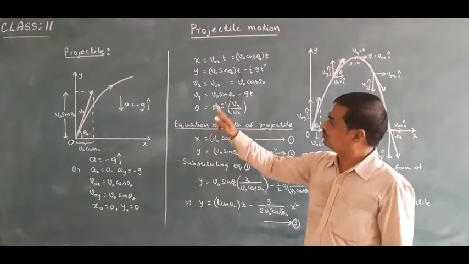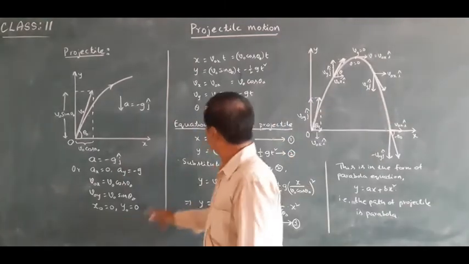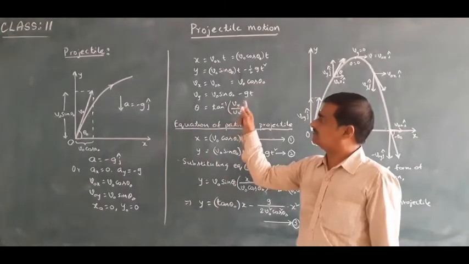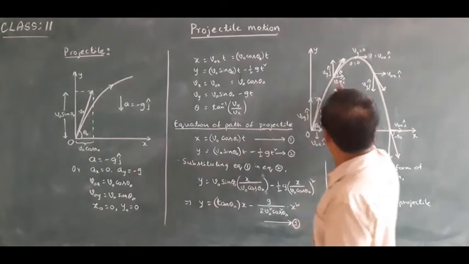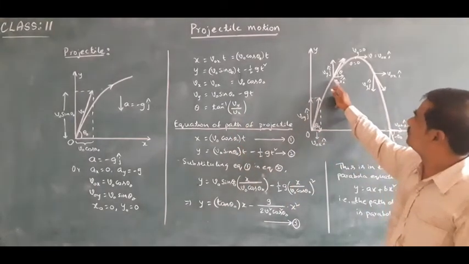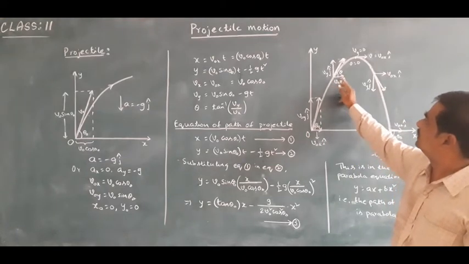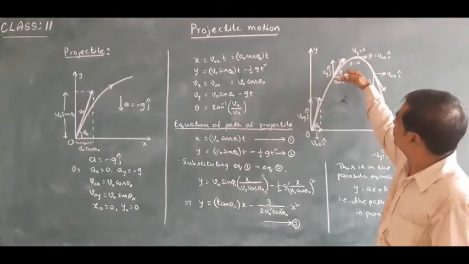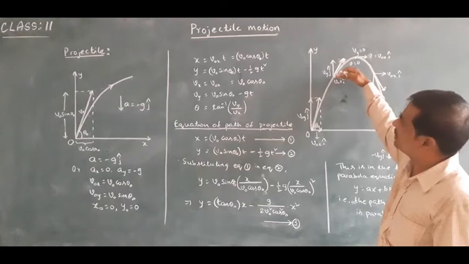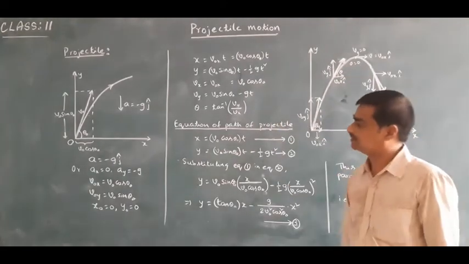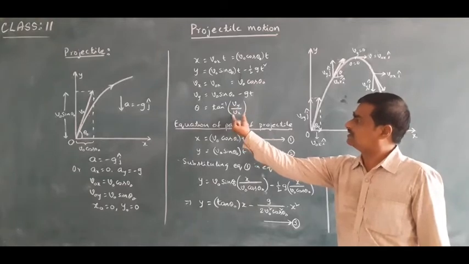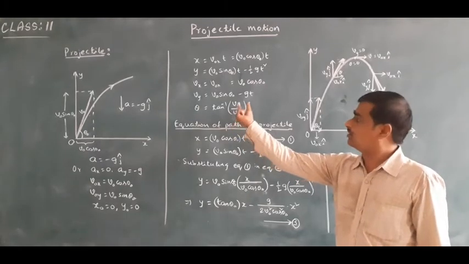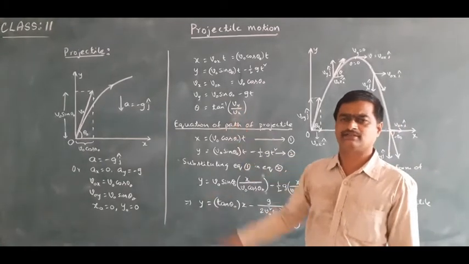At any point of its journey, the angle theta is tan inverse of vy by vx. For the sake of simplicity, we write this as vy by vx.